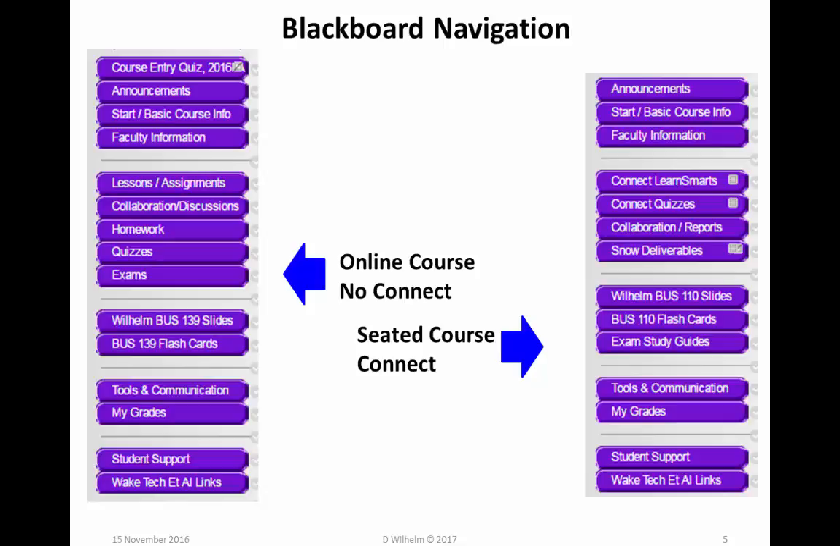This course does not use Connect. The course navigation stack on the right is for a seated course. No course entry quiz, and it uses Connect. See the Connect LearnSmarts and the Connect Quizzes buttons. The Collaboration Reports button is for submitting a presentation package or the research paper.